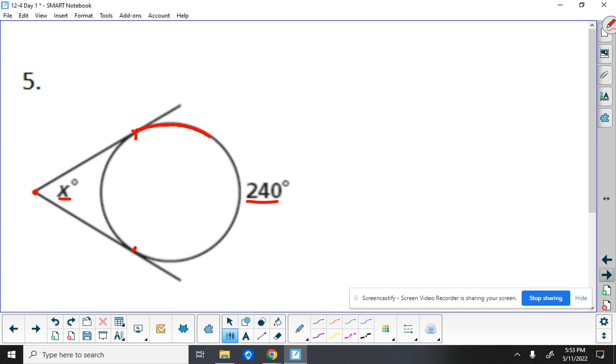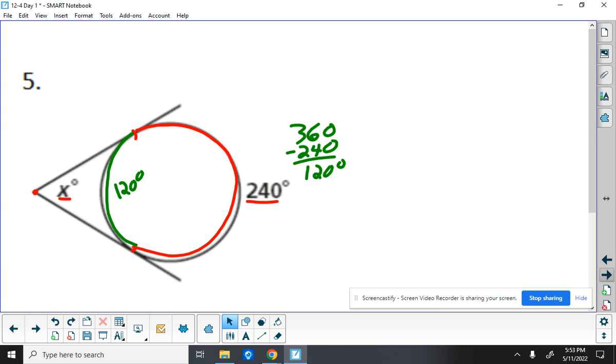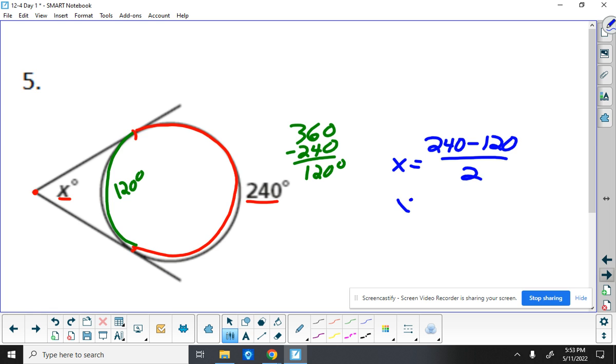This is 240, which means that this right here, the smaller arc, is going to be 360 minus 240, which gives us 120. So this is 120 degrees. And so we'll solve this. I'm just going to do x equals 240 minus 120 divided by 2. 240 minus 120 is 120. Divide that by 2 and I get x equals 60 degrees.